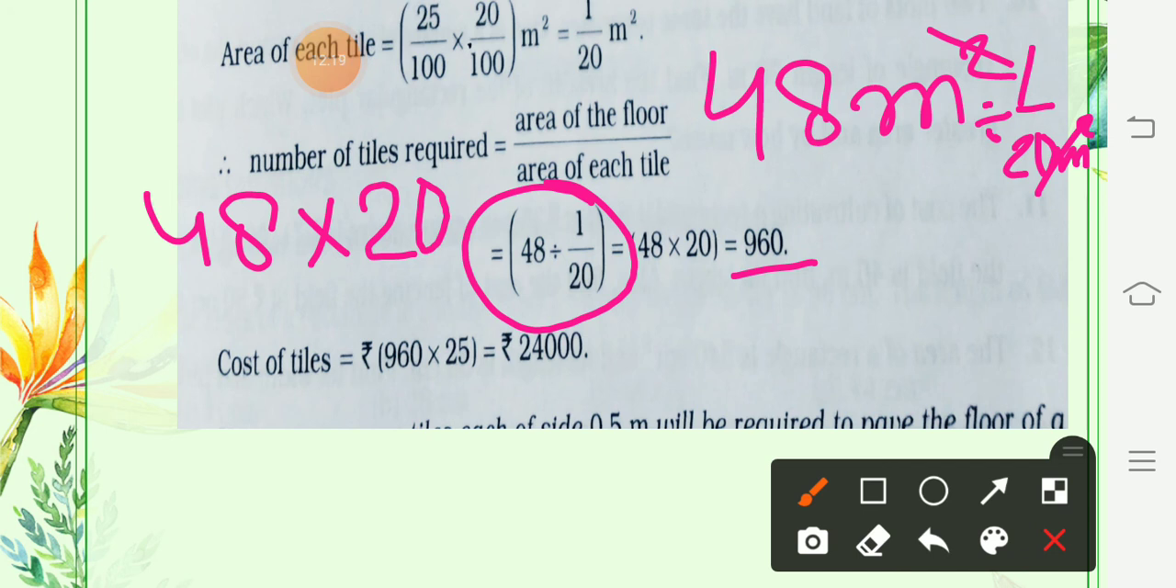After that the cost of one tile is 25 rupees. So we having 960 tiles, multiply them. So the total cost of tiles is 24,000 rupees only. So students, I hope you must understand today's class.